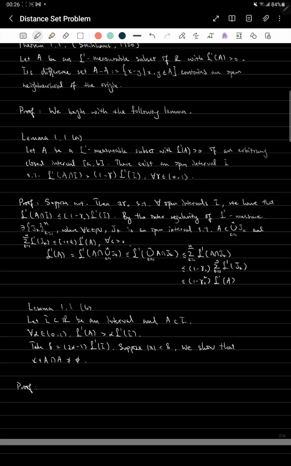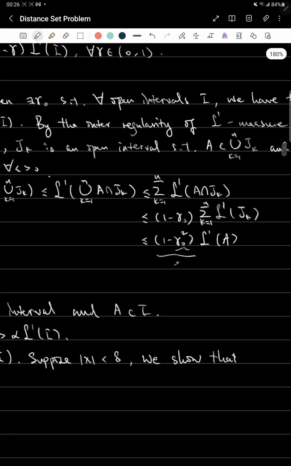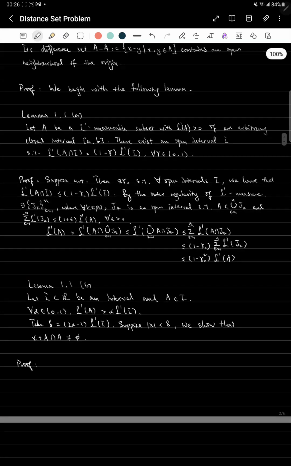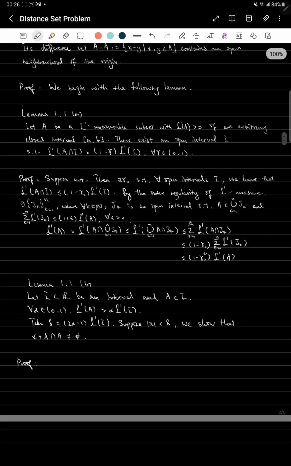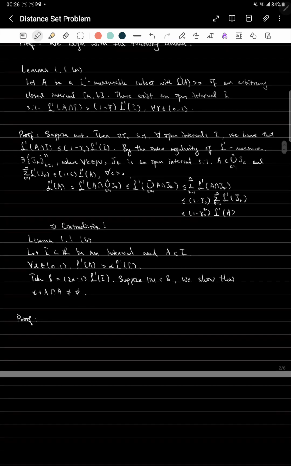It ends up with something like this. But here, this is positive. So this thing is actually positive, right? And then this thing should be smaller than 1. So one thing is smaller than something less than 1 minus multiplying by it, and that is impossible, right? Okay. And the lemma is proved.